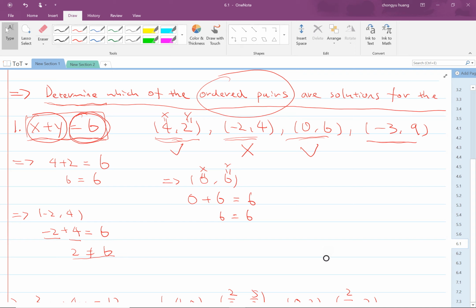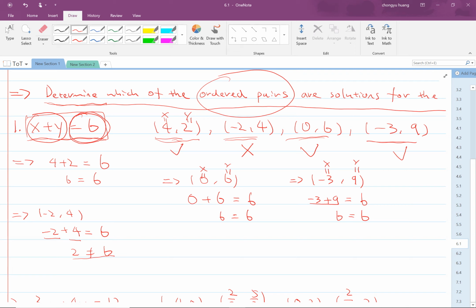So now the last point. The last point we have is -3 and then 9, right? So x equal to -3, y is equal to 9, right? So obviously we just plug in those variables, equal to 6, and then -3 plus 9 is equal to 6. 6 equal to 6, right? Okay, so this point is actually in the equation, right?